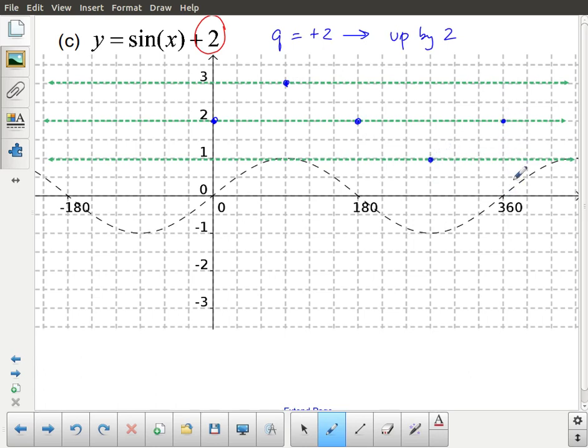Notice that the points that were on the center line are still on the axis of the curve. It's just everything has shifted up. And then go ahead and create your smooth curve. And there I have my sine curve shifted up by 2 units.